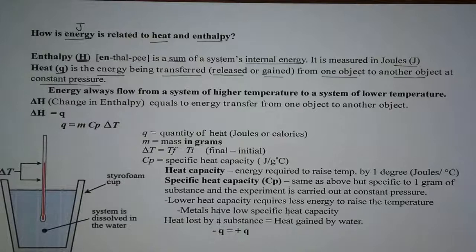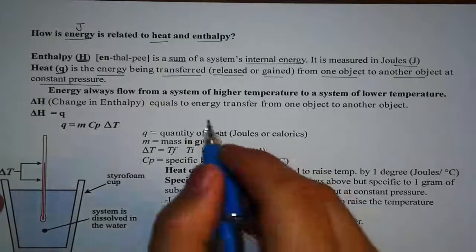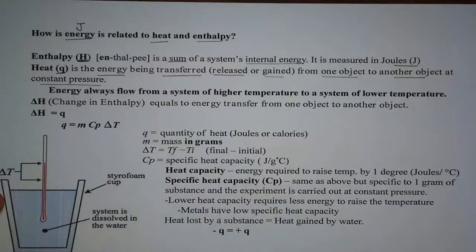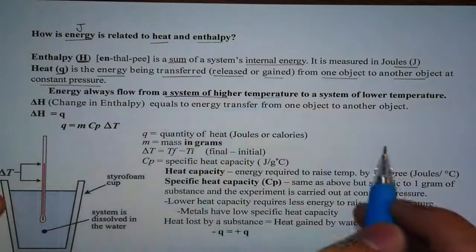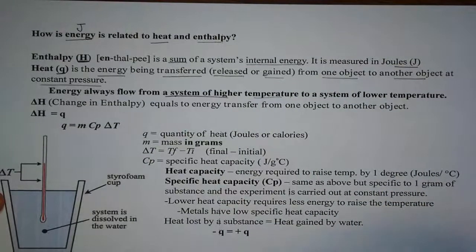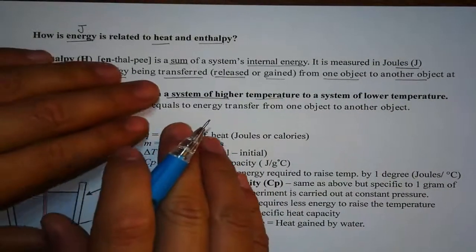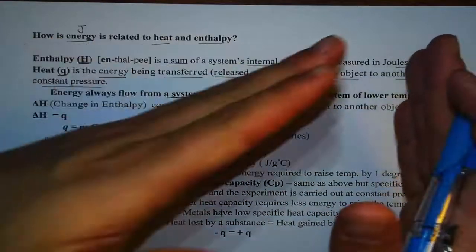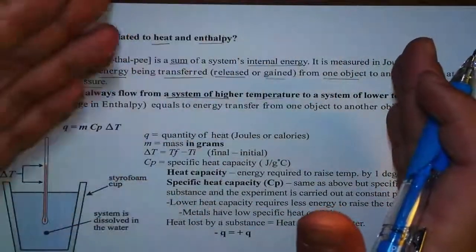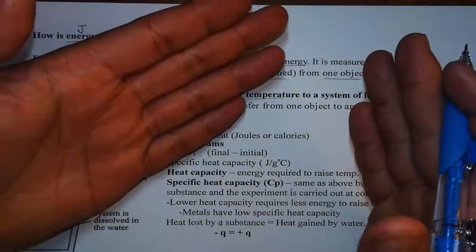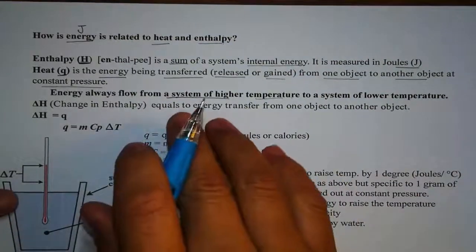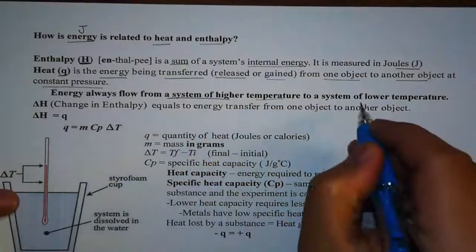So one thing we need to keep in mind is that energy will naturally always flow. I mean, it will always go from one place to another place. Specifically, it will always flow from a system of higher temperature to a system of lower temperature. Basically, if you have a hot object in contact with a cold object, the energy in the hot object will go to the cold object. Eventually, both systems have the same temperature. Okay? So it always flows from high temperature to lower temperature.